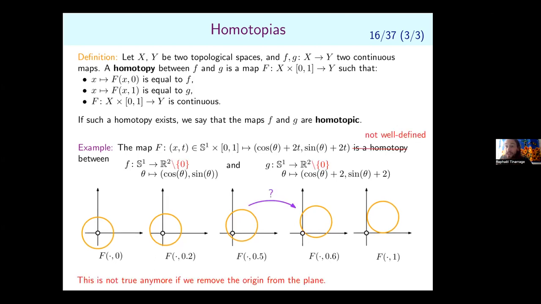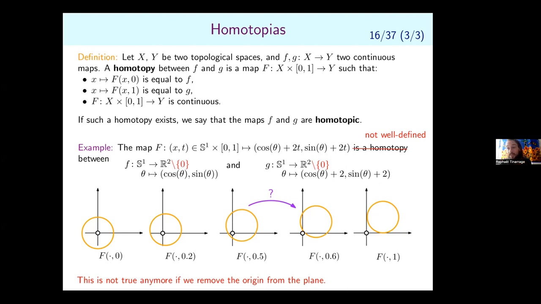Let me give you an example here. I consider the same maps, F and G, but now the codomain is where I removed the origin, okay? It's R2 minus the point (0, 0). I use the same definitions of F and G. And now my homotopy is not well defined.